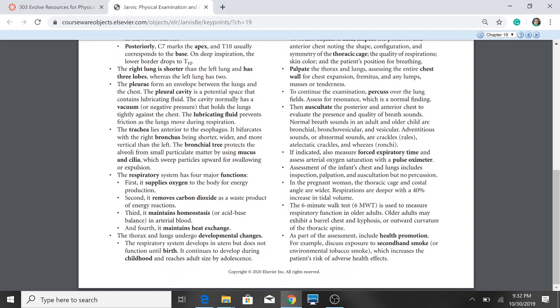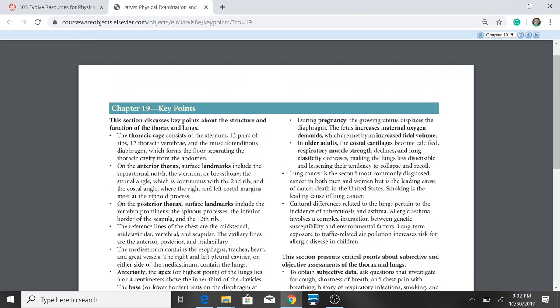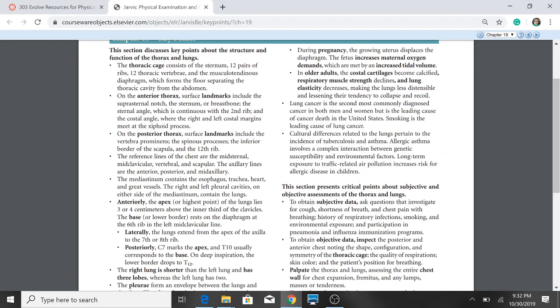Thorax and lungs undergo developmental changes. The respiratory system develops in utero but does not function until birth. It continues to develop during childhood and reaches adult size by adolescence. During pregnancy, the growing uterus displaces the diaphragm. The fetus increases maternal oxygen demands, which are met by an increased tidal volume. In older adults, the costal cartilage becomes calcified, respiratory muscle strength declines, and lung elasticity declines, making the lungs less distensible and lessening their tendency to collapse and recoil.